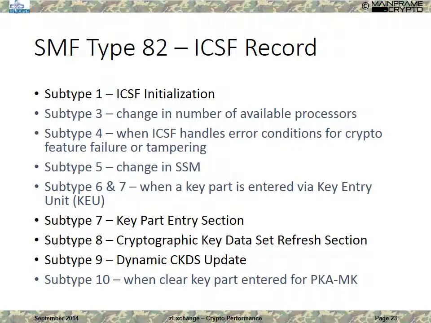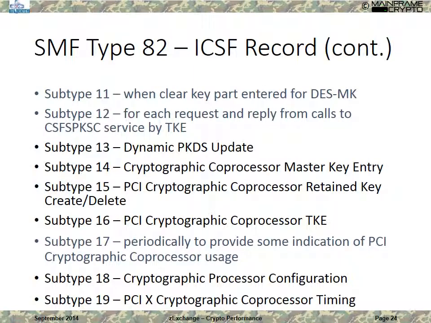Let's go to slide 24. Here we have several more event type records. The dynamic PKDS update. When the PKDS is updated, subtype 13 is going to get cut. So subtype 14 will get cut when you load a master key into the crypto coprocessor.